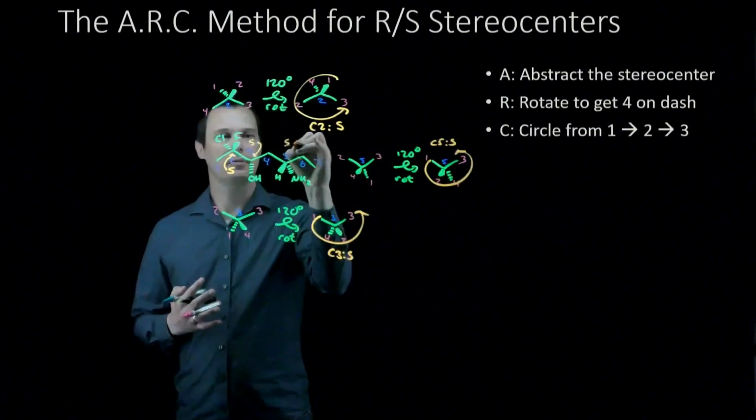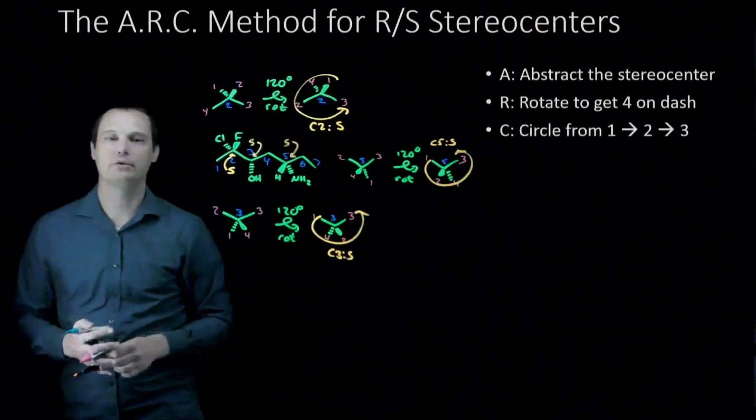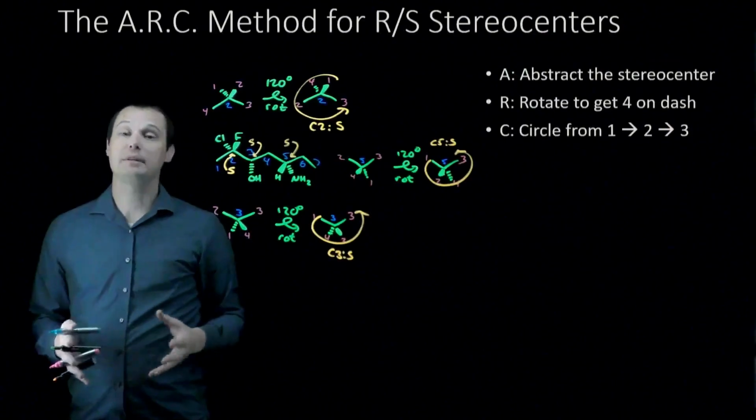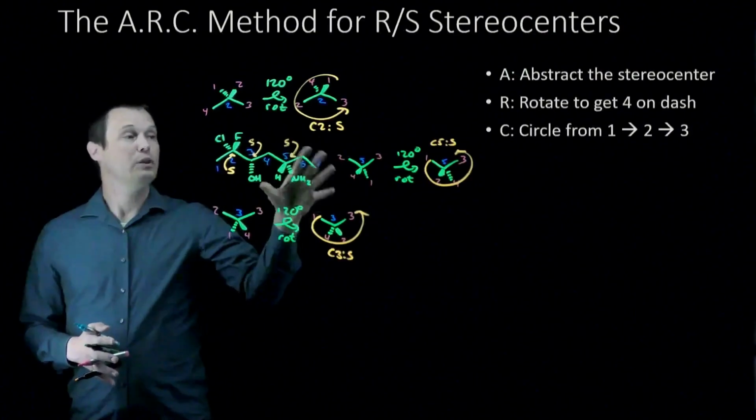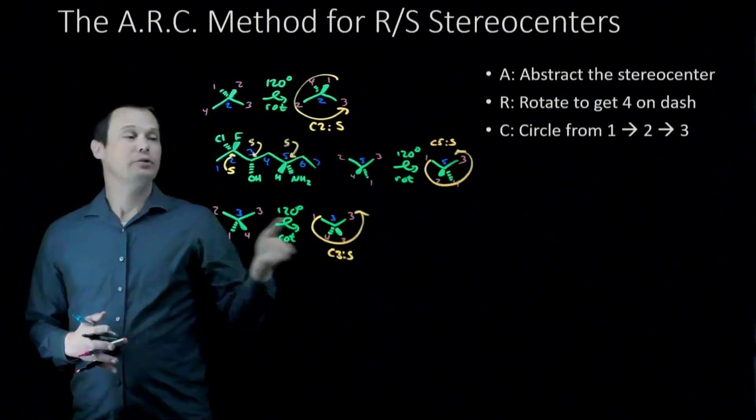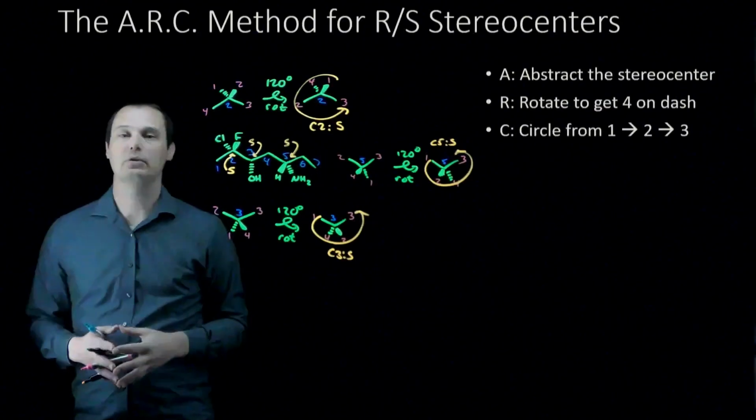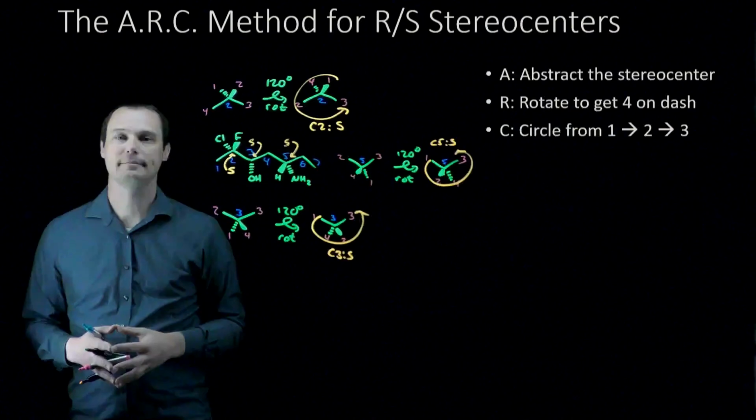So it turned out in this example, all three of these stereocenters were S. That's an accident. I didn't mean for them all to be S, but this is how we can use the ARC method as a very clean way to abstract all of our carbons, rotate number 4 to be on the dash, and then draw our circle to determine R and S stereocenters.